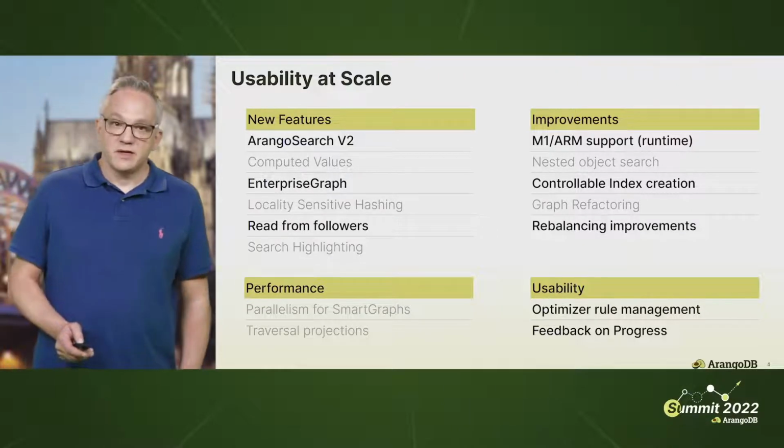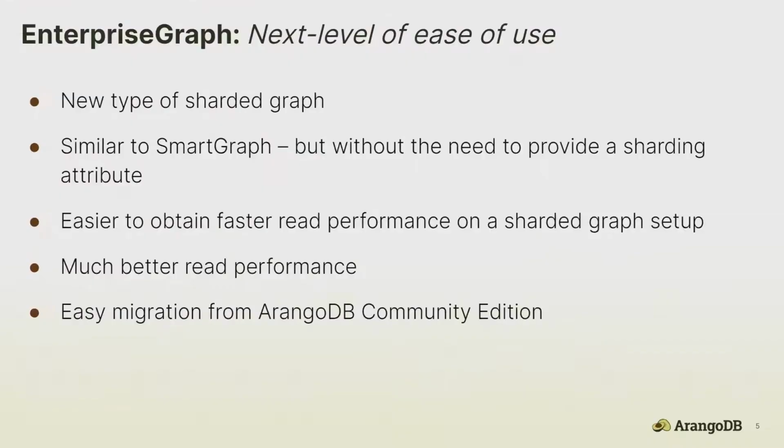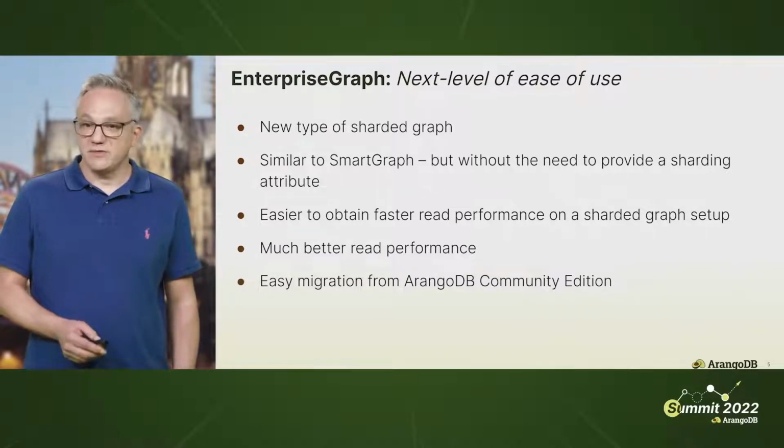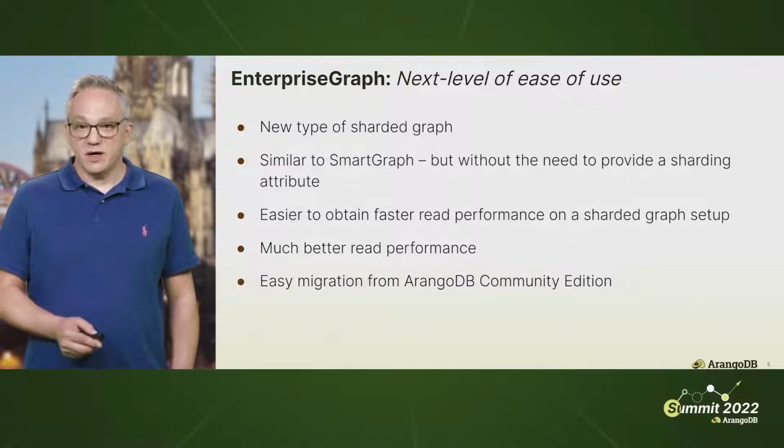But let's start with the most important feature of 3.10, and that is Enterprise Graph. It's a new type of sharded graph, a way where you can distribute a graph over multiple nodes in a very natural fashion. You do not have to think about how to do it, or how you read this graph. It simply happens completely transparently for you in ArangoDB. It's similar to our existing SmartGraph feature, which is heavily used and one of the most important features we have ever built, because it enables people to run a graph in a sharded distributed environment. But what was needed in the past is that you know the sharding attribute.